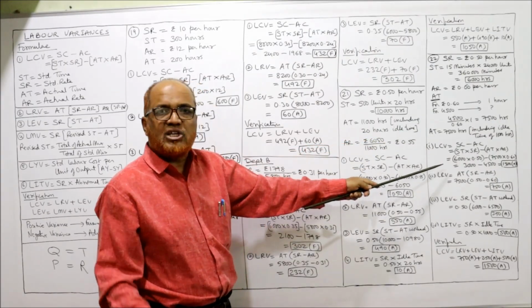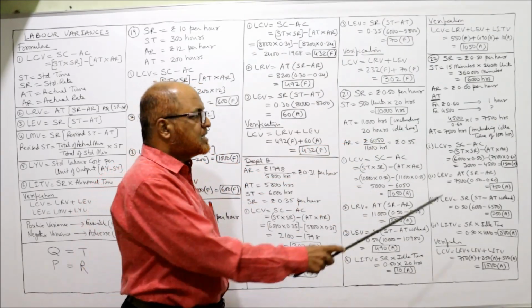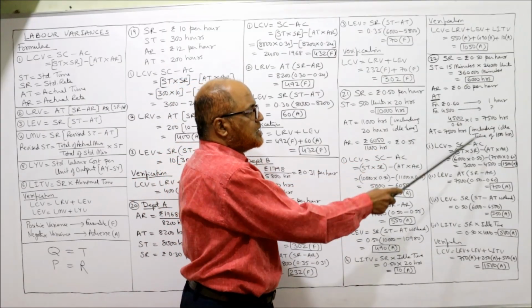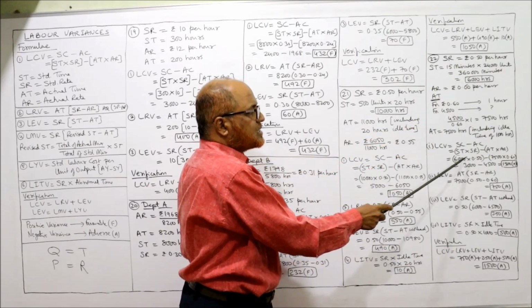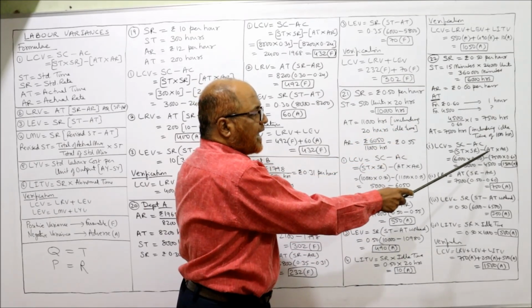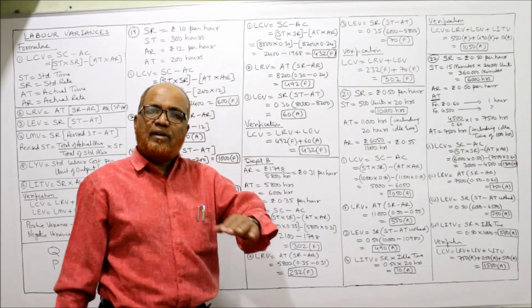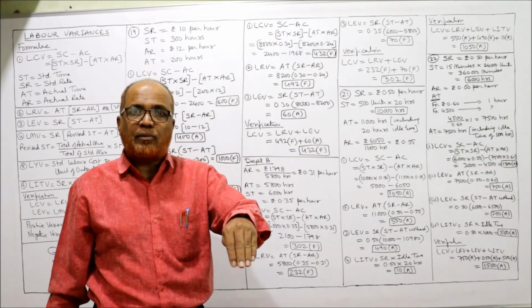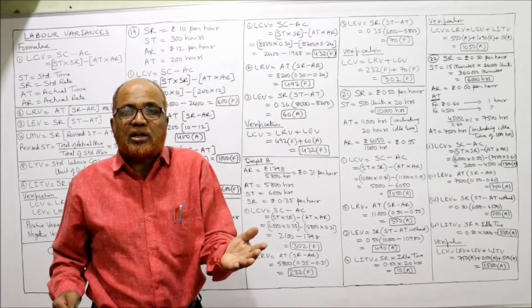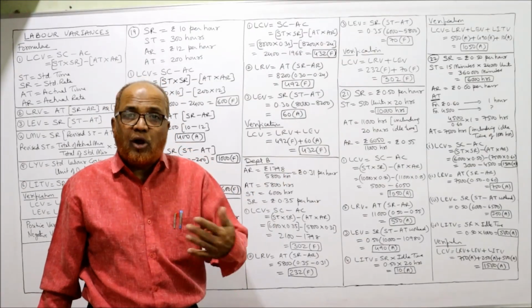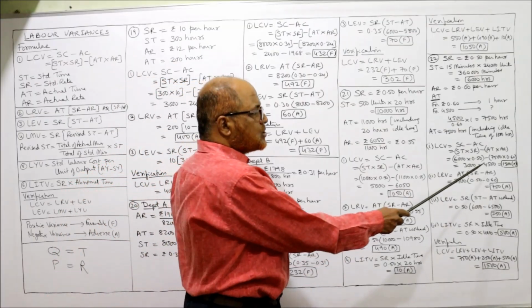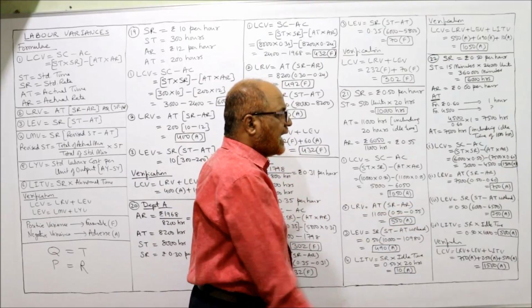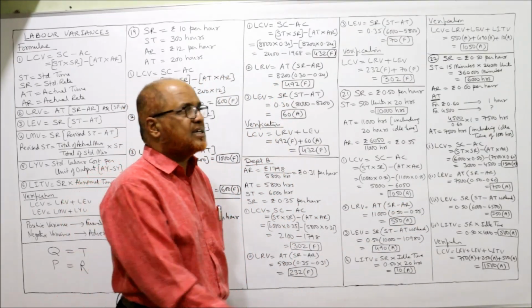Now we have to calculate each one of the variances. LCV, standard cost minus actual cost. Standard time 6,000 hours. Standard rate 50 paisa. 6,000 into 50 paisa, 3,000. Actual time 7,500. When wages are paid, for full time wages will be paid. Even for idle time also wages will be paid, because it is not the fault of the worker. It is the abnormal idle time. So 7,500 into 0.6. So 1,500 adverse is the LCV.